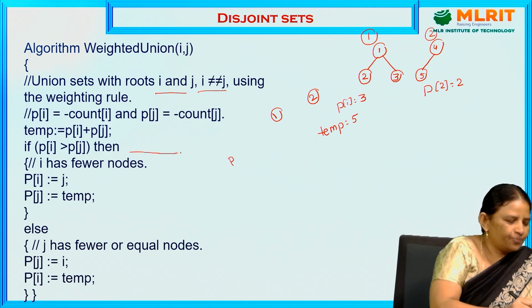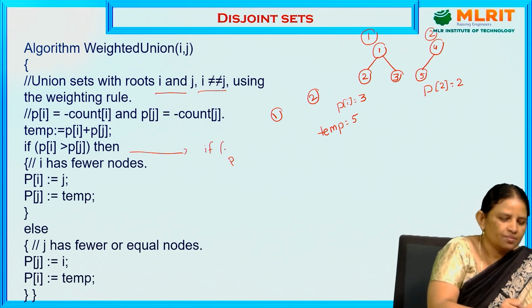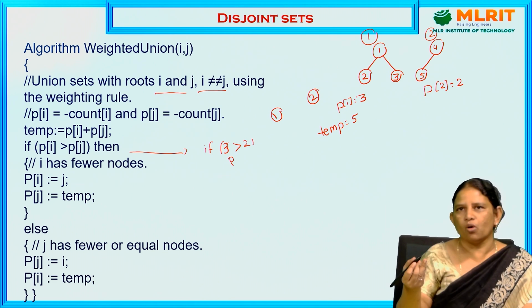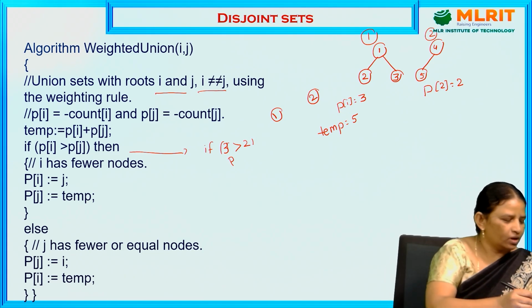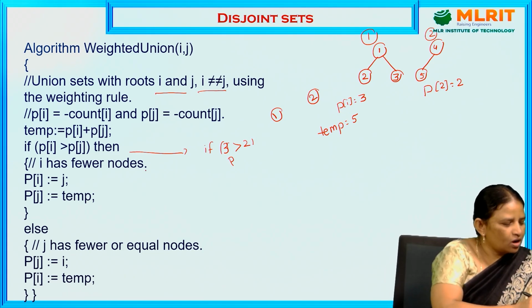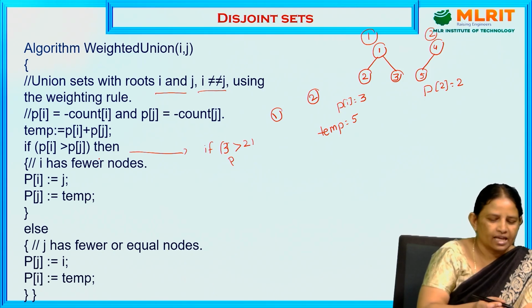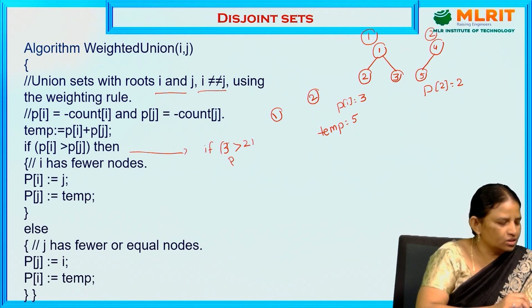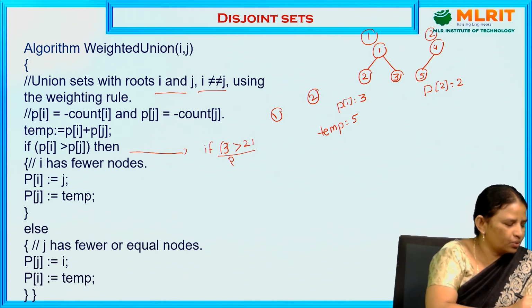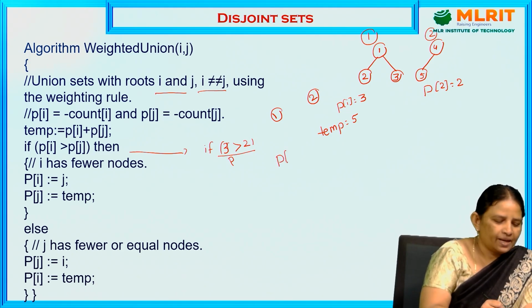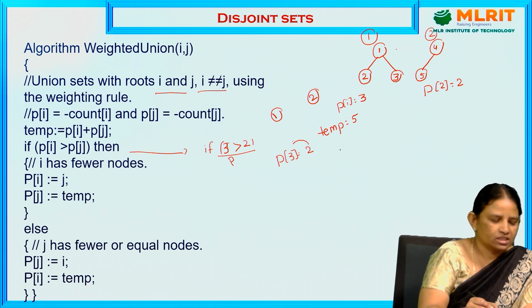Next, if p of i is 3, greater than 2, the condition is true. The first tree has more nodes compared to the second tree. Then j has fewer nodes. So p of i is greater than p of j, 3 greater than 2, condition true. Then the parent of the second tree's root is 1.